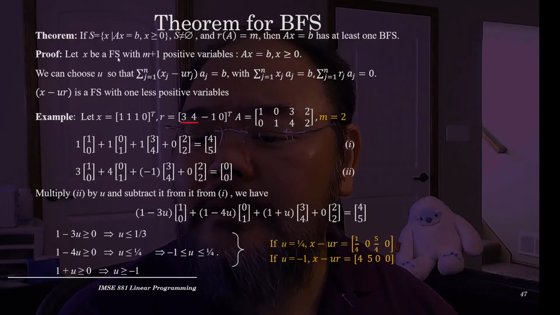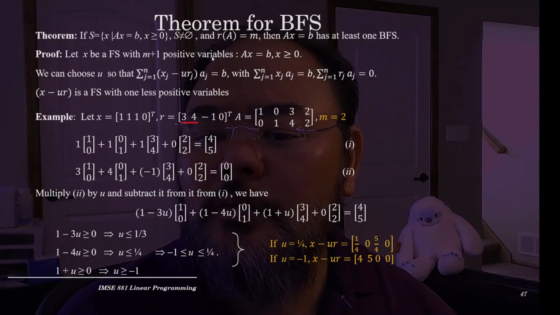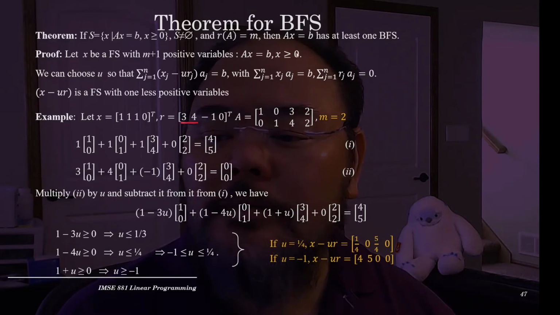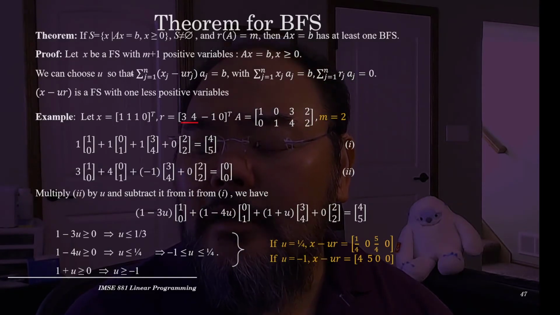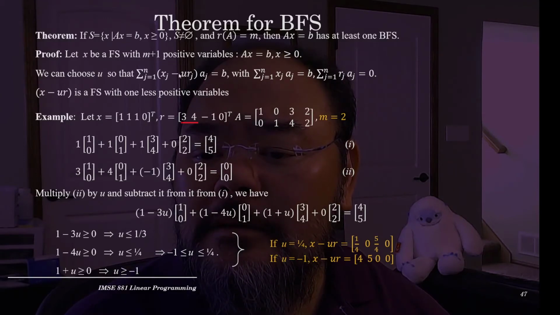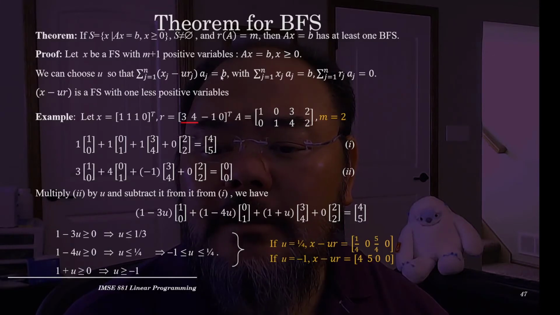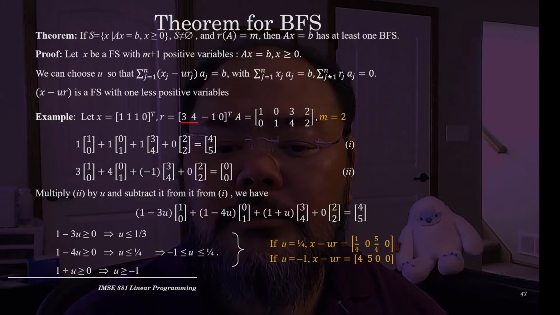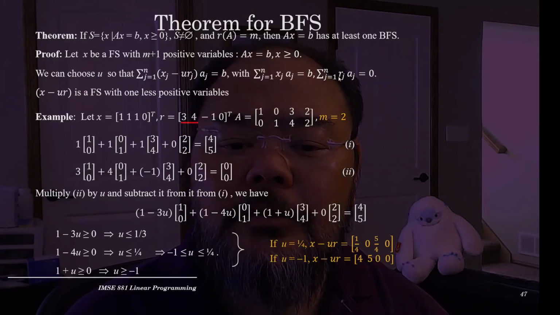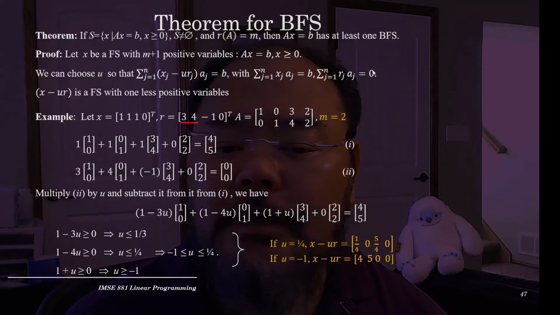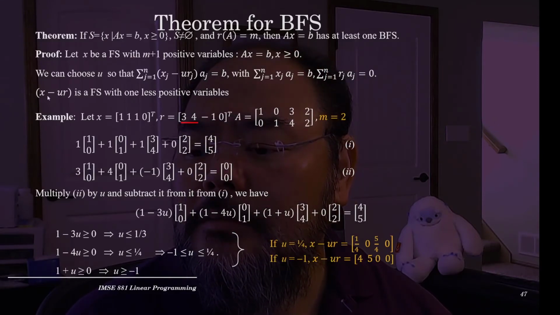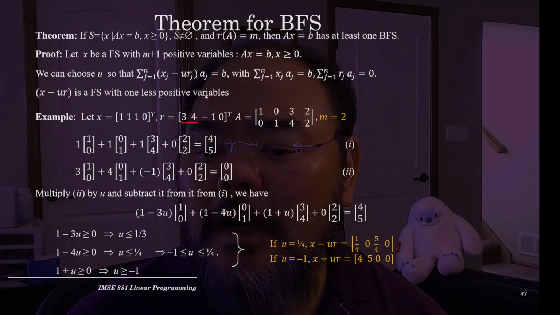Let x be a feasible solution with m plus 1 positive variables. So in that case, we can always choose that x_j minus u times r_j times a_j equals b, and also x_j times a_j equals b, and summation of r_j times a_j equals 0. So x minus u r is a feasible solution with one less positive variable, so we can show that.